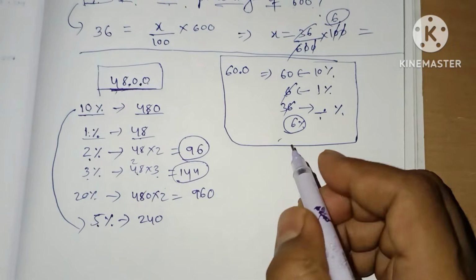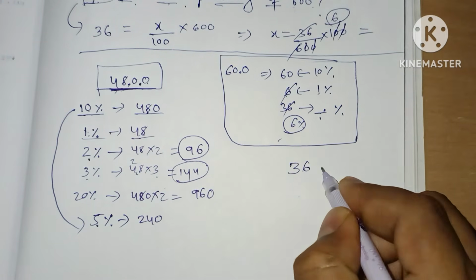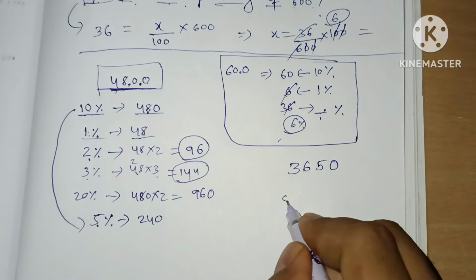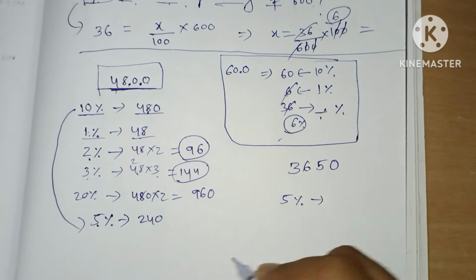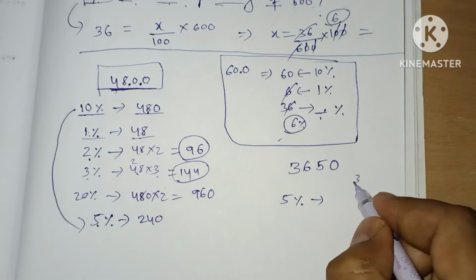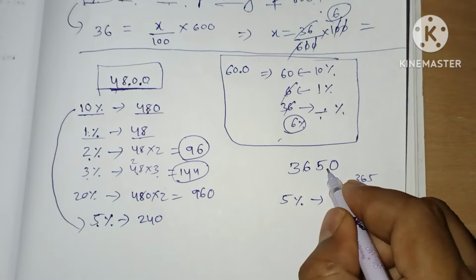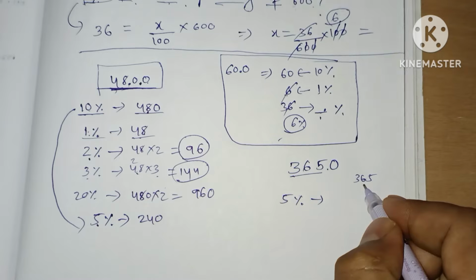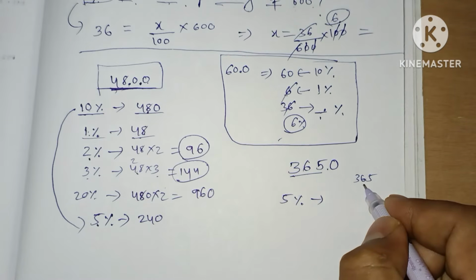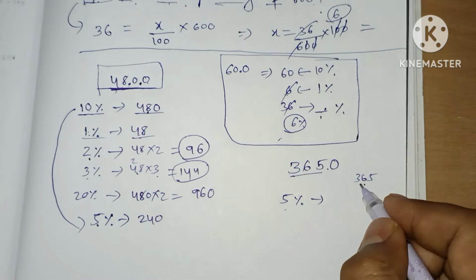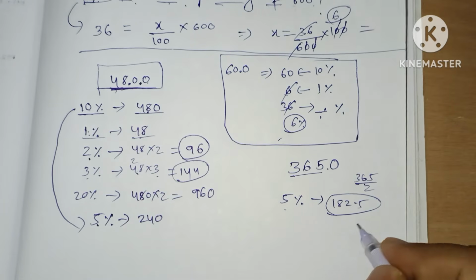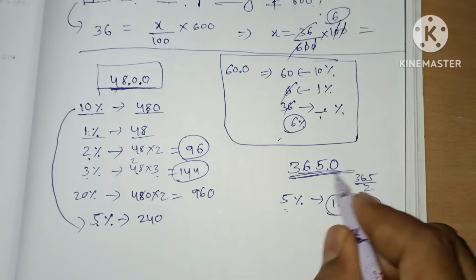Let us see another example. 3650. What is the 5 percentage value? I know the 10 percentage value is 365, because I am leaving a digit and the remaining numbers are the 10 percentage value. Half of the 10 percentage will be 5 percentage. So half of this, 182.5, will be 5% of this.